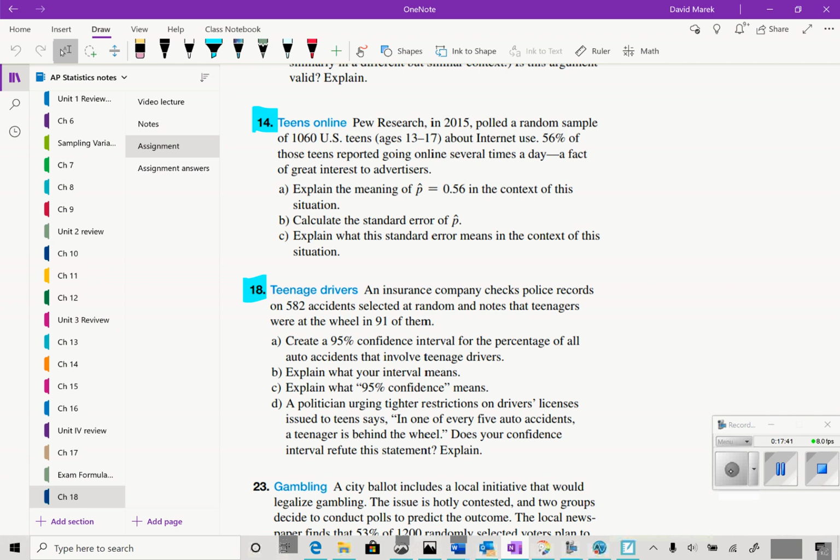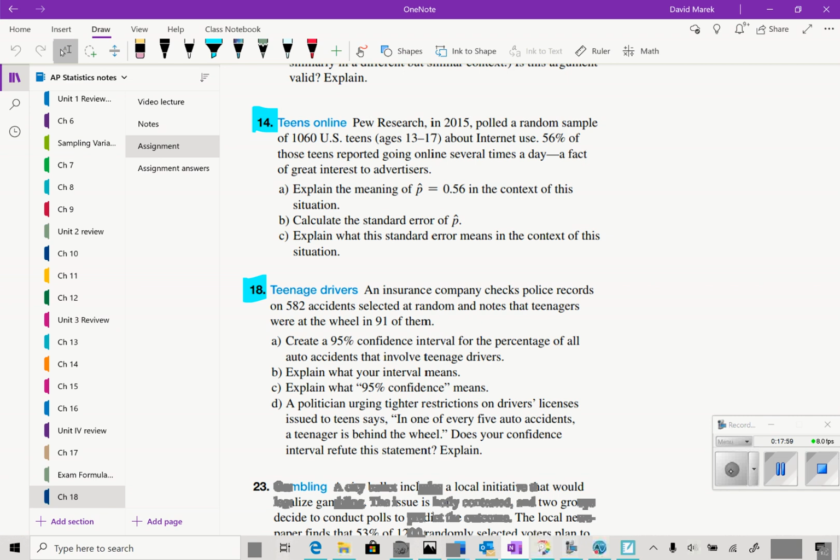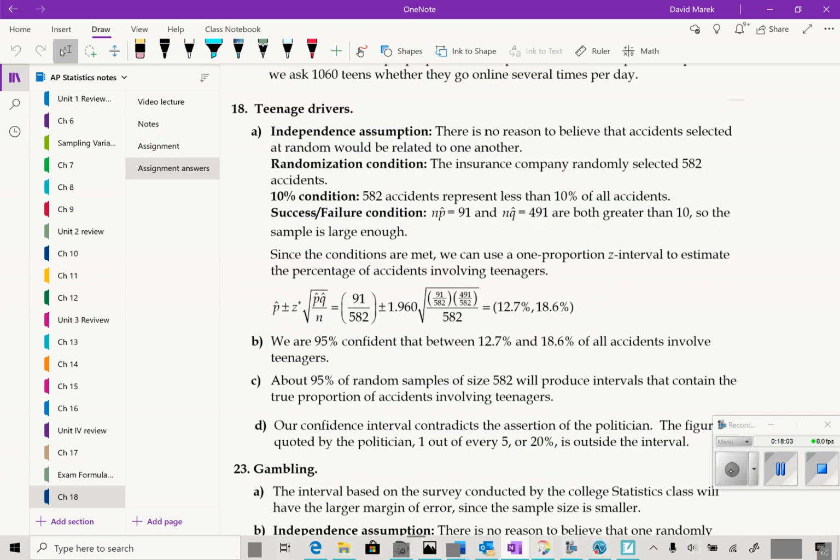Part D, a politician urging tighter restrictions on driver's licenses issued to teenagers said, in one of every 5 auto accidents, a teenager is behind the wheel. Wait, hold on. 1 out of every 5 auto accidents, that'd be 20%. That's not right. If we're saying, here's our interval, 20% is outside of that interval. Brace yourself, the politician was exaggerating.